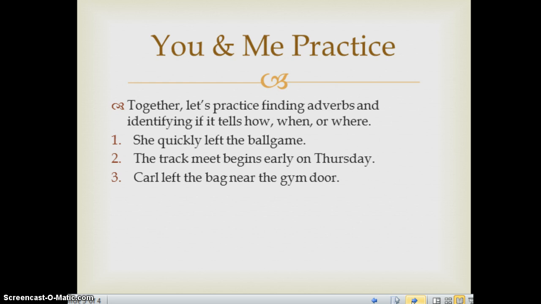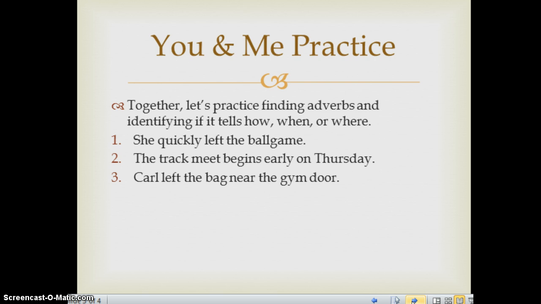The track meet begins early on Tuesday. The verb in the sentence is begins. So how does the track meet begin? When does the track meet begin? And where does the track meet begin? It begins early. And that is an adverb telling us when it starts.